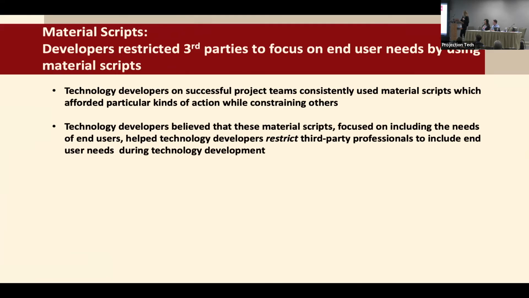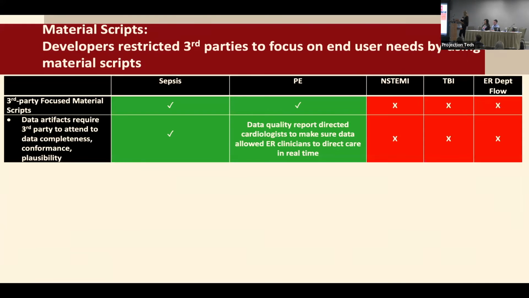Material scripts, let me tell you what I mean by this. These material scripts restricted third parties from trampling on the end users. One was that the developers required these data artifacts. One example is they required the cardiologist, the specialist, to do a data quality report to make sure that the data allowed ER clinicians to make decisions in real time. There was a lot of data that could have been used here, but to be useful to the ER clinicians, they really needed real-time data, and this data artifact helped with that.